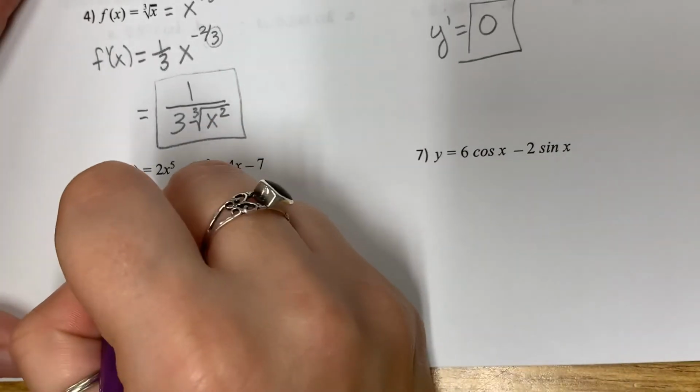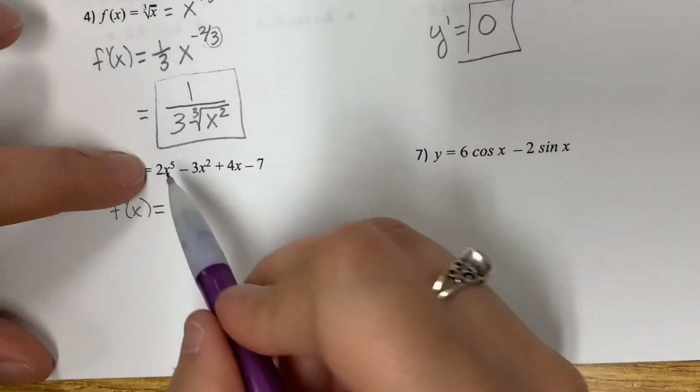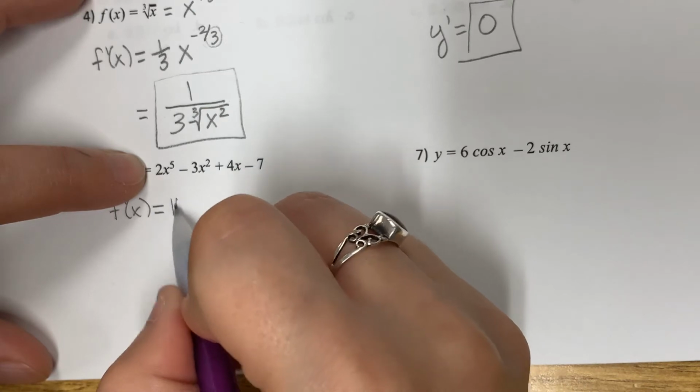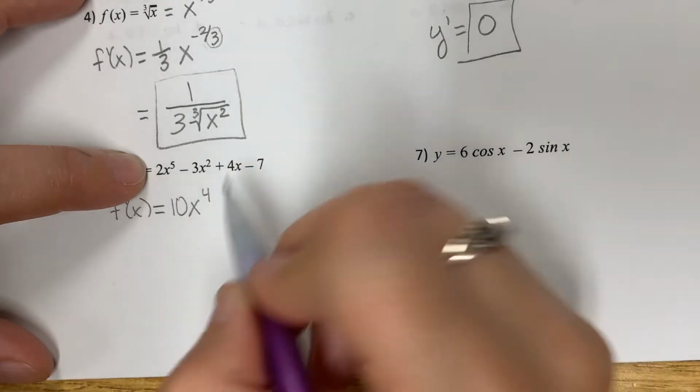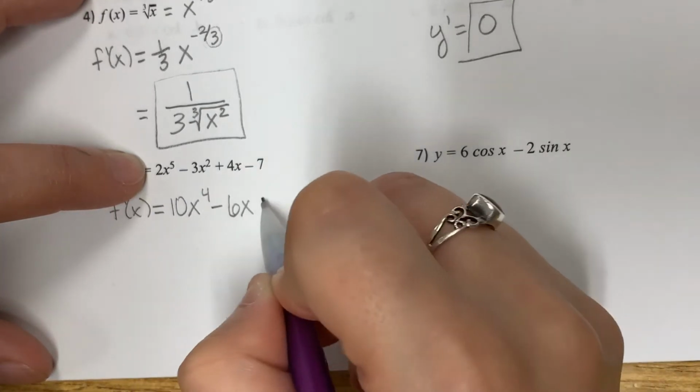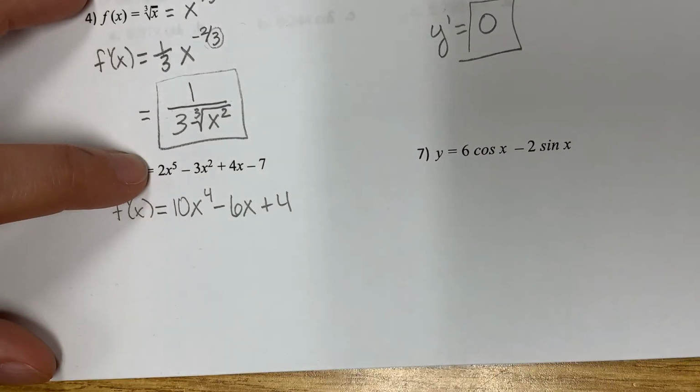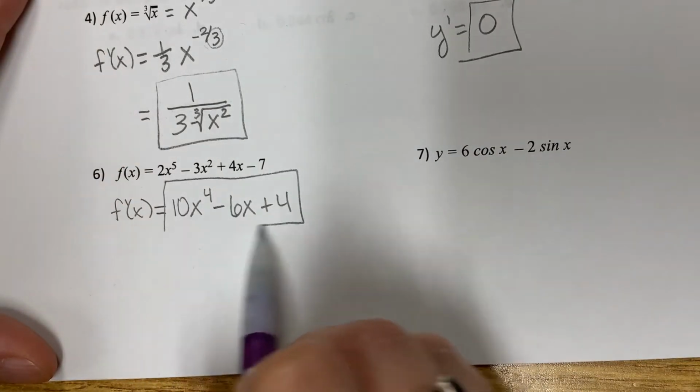This one is another kind of a freebie problem. When I bring down my exponent, that gives me 10x to the 4th minus 6x plus 4. The 7 just drops off.